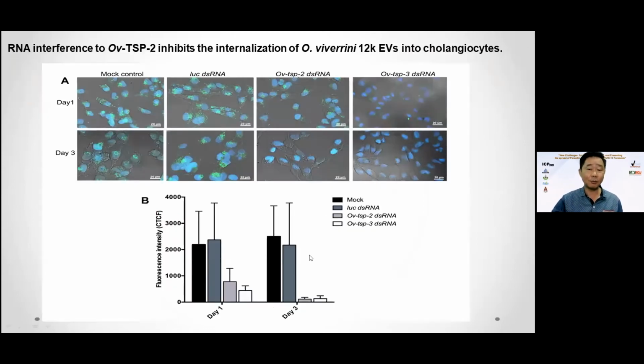And we are also using RNA interference to check if we knock out tetraspanin 2, which is the major protein in the extracellular vesicle of the OV. So this is the hepatocyte cell line H69, a normal human hepatocyte. The blue color is the nucleus of the cell.